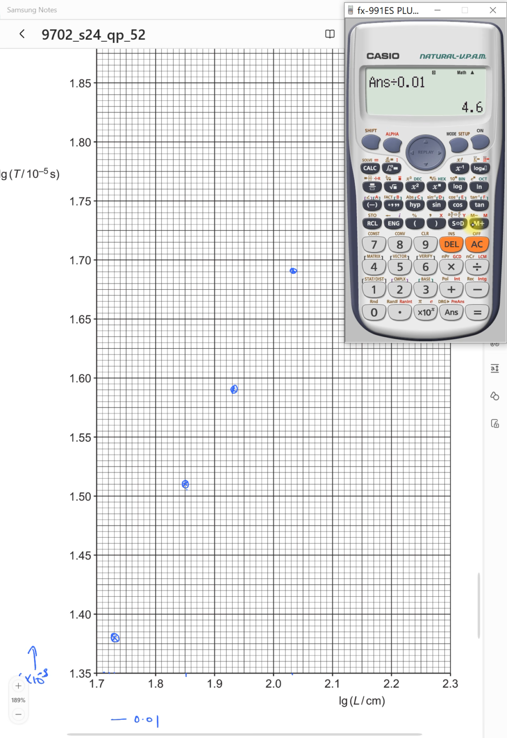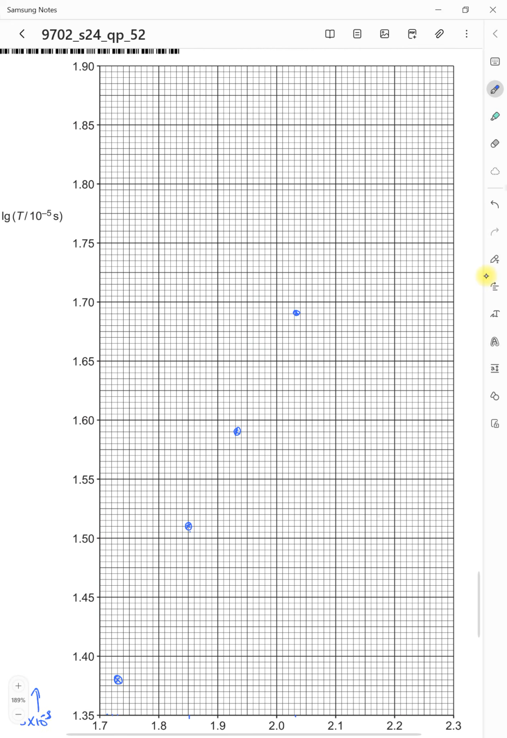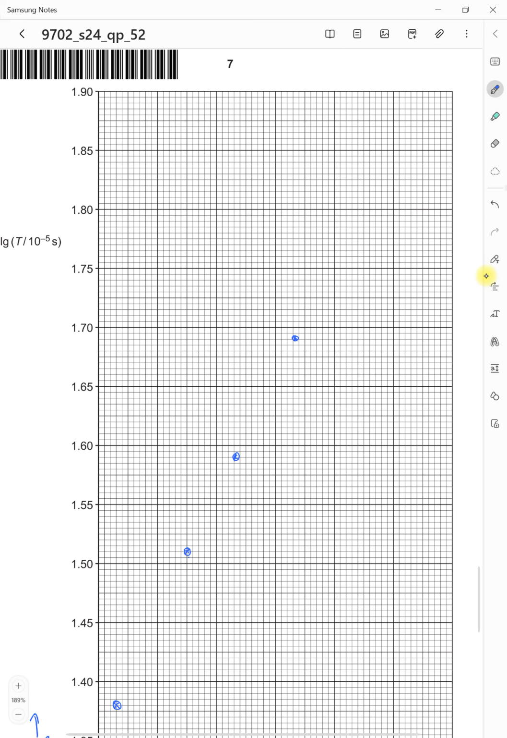Then on the vertical, I have 1.81. So I'll say 1.81 minus, this is just above 1.8, divide by the scale, 5 exponent minus 3. I think that is 2 boxes. So those are 2 boxes. So the point is going to be somewhere here.